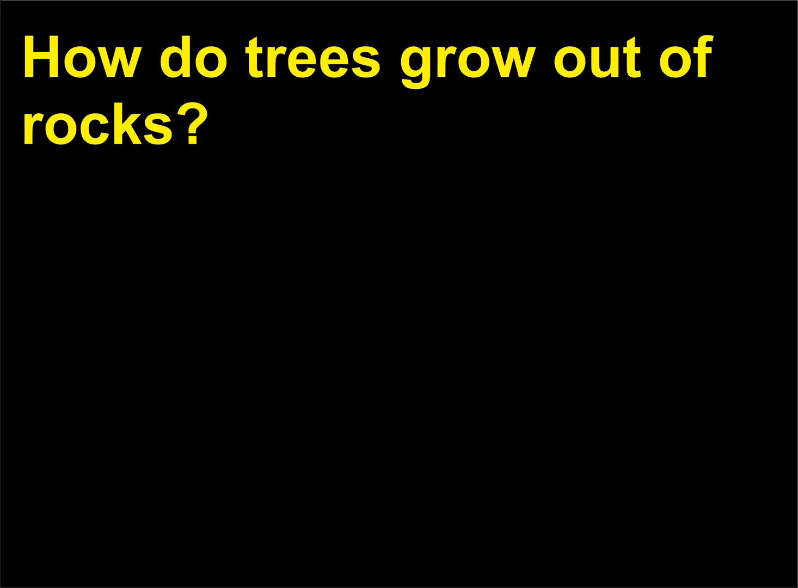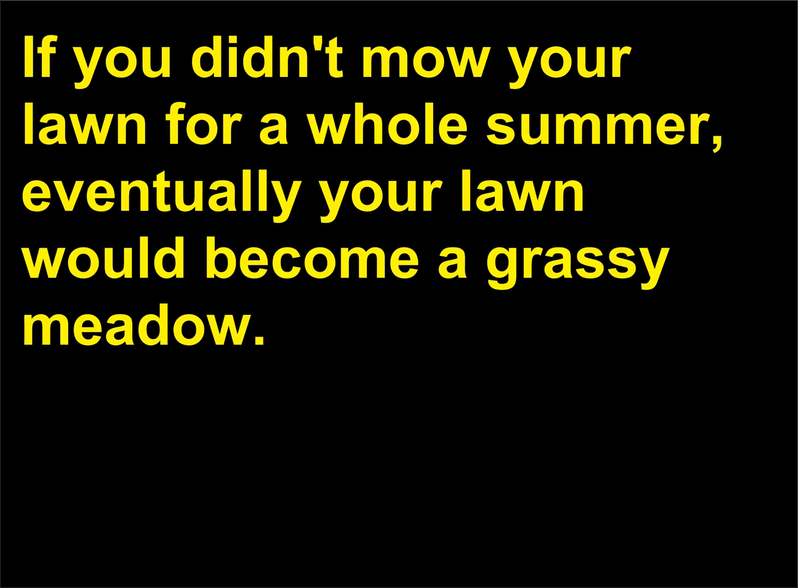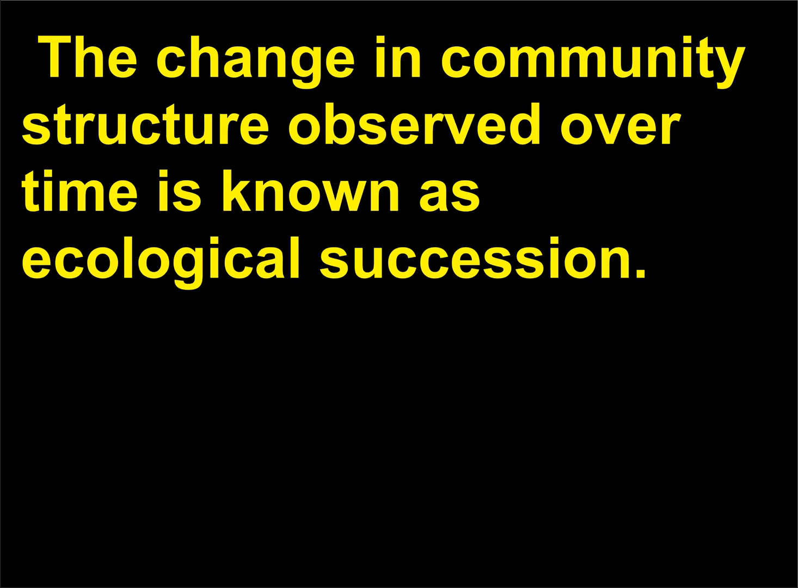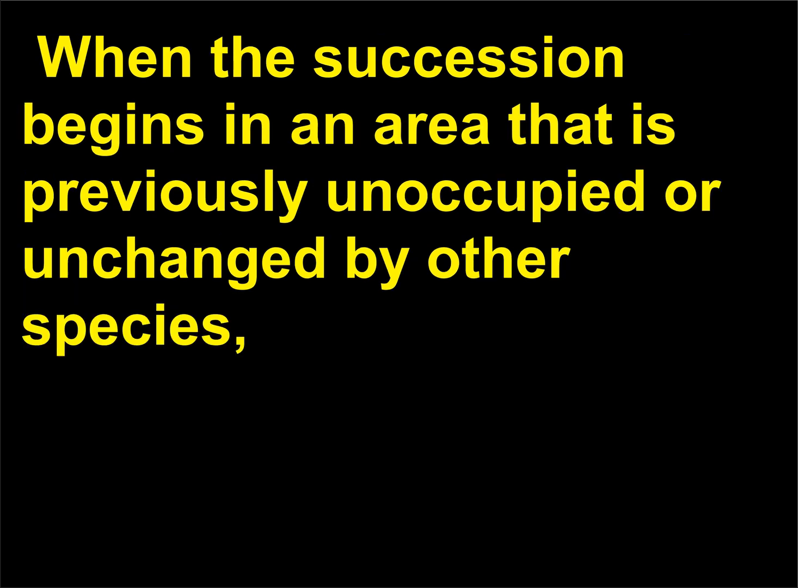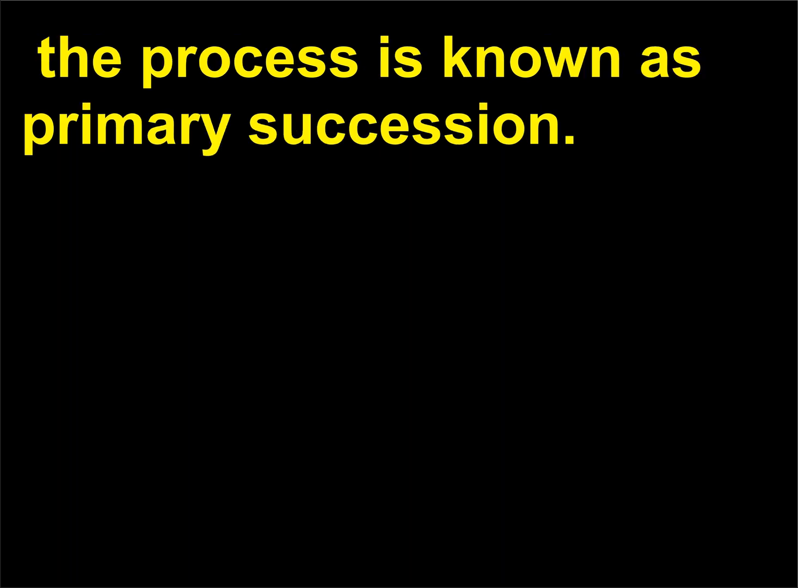How do trees grow out of rocks? If you didn't mow your lawn for a whole summer, eventually your lawn would become a grassy meadow. The change in community structure observed over time is known as ecological succession. When the succession begins in an area that is previously unoccupied or unchanged by other species, the process is known as primary succession.